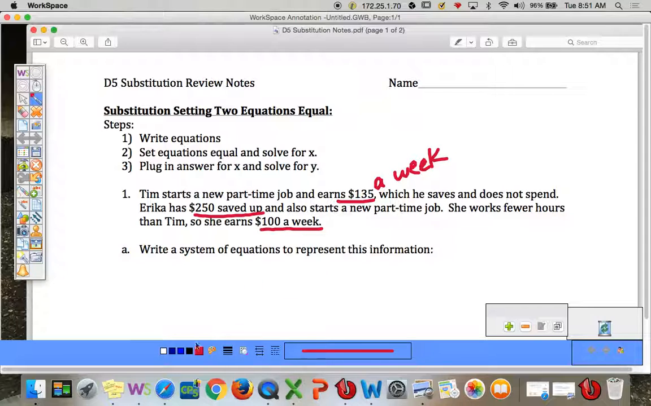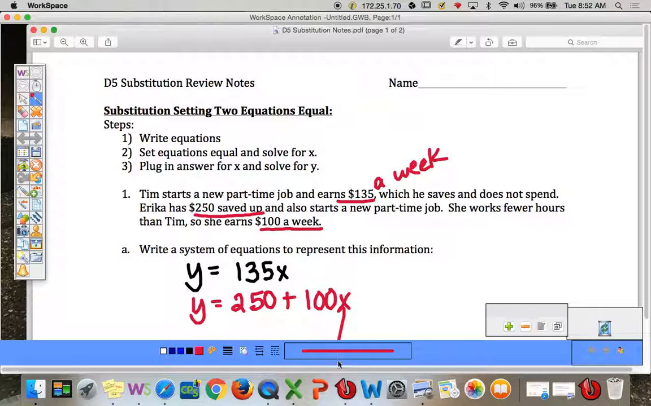Okay, let's write two equations. Let's start with Tim. So for Tim, we're going to say y equals, and he earns $135 a week. And for Erica, she had some money saved, $250, and she also starts a new part-time job. So she earns $100 per week. So the rate of change, the slope, we put next to x, and x is the number of weeks. For Erica, she has a y-intercept. It's 250. She starts with that. And Tim, his y-intercept is 0 because he starts with a 0.